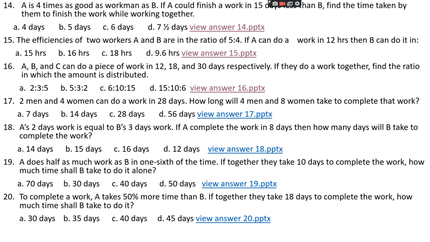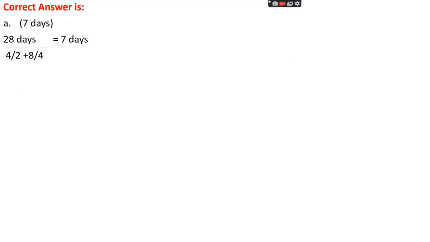Question number 17. Two men and four women can do a work in 28 days. How long will four men and eight women take to complete that work? Option A, 7 days. Option B, 14 days. Option C, 28 days. Option D, 56 days. The right answer is option A, that is 7 days.